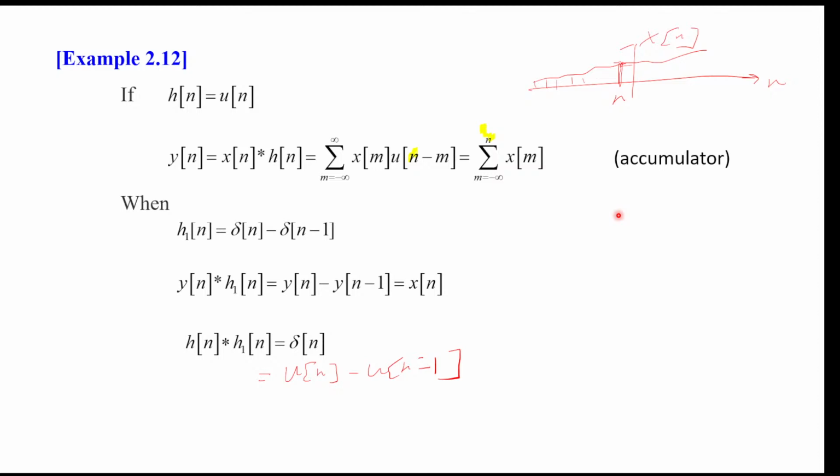Question? If not, then let's go to the next property.